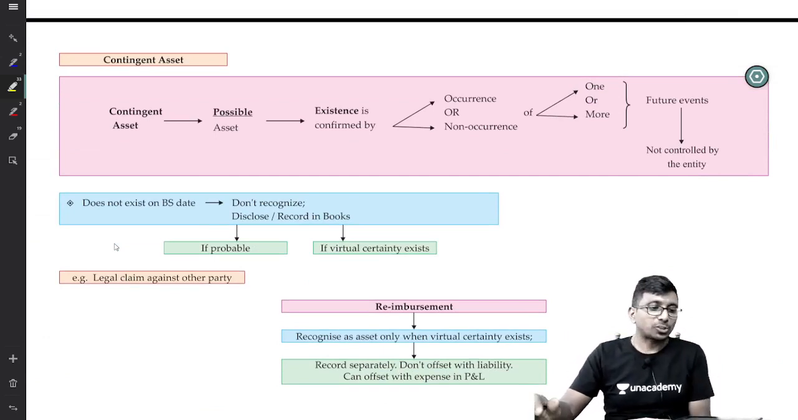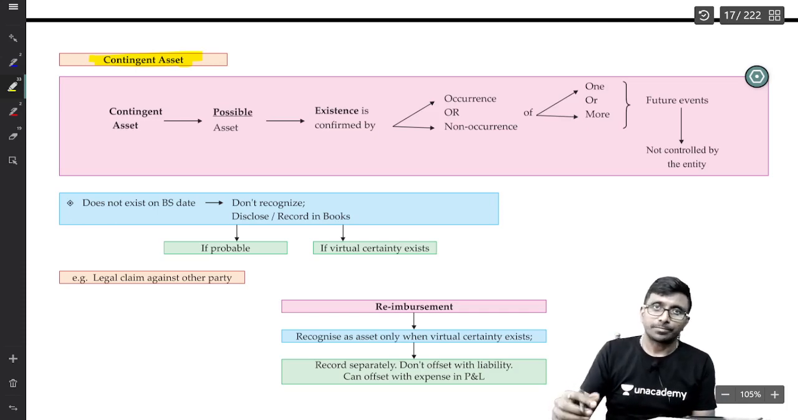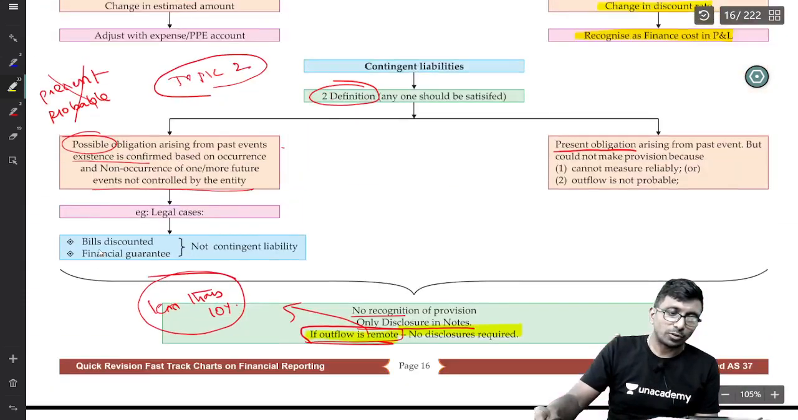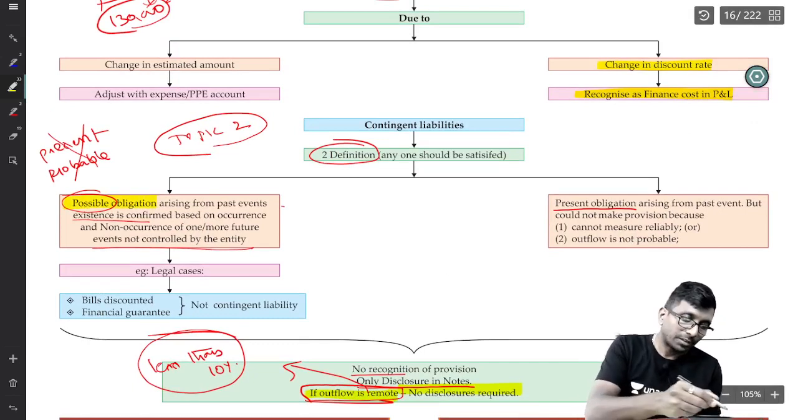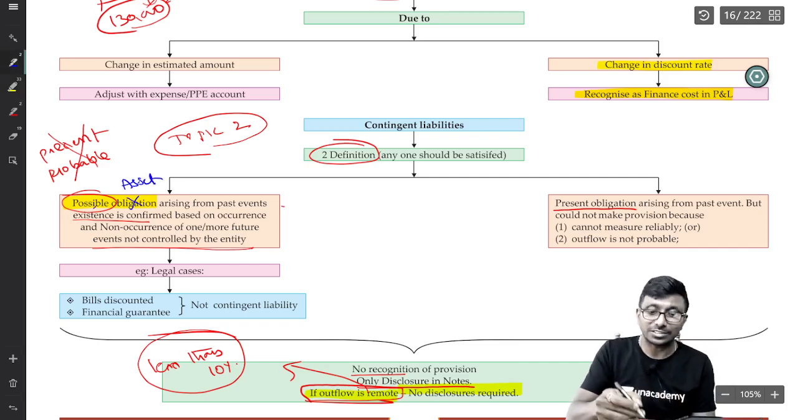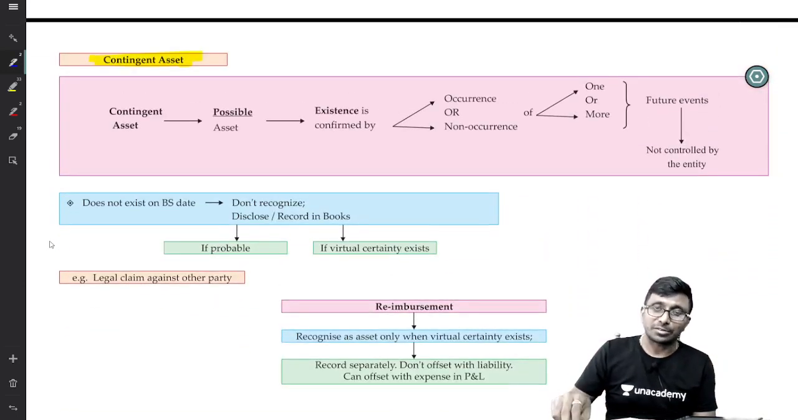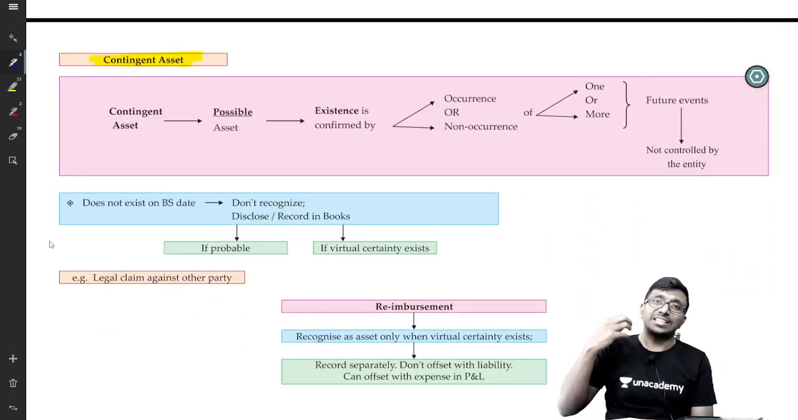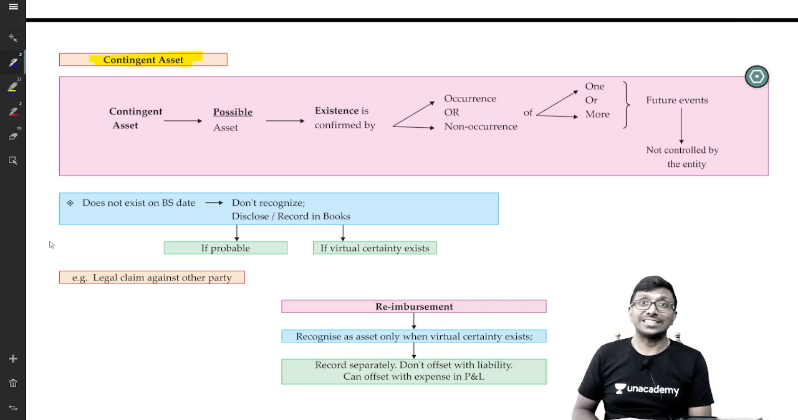And the next point, contingent asset. With respect to contingent asset, the definition is very simple. If you learn contingent liability, what is that? Possible obligation, you write. Correct, na? In the place of obligation, you remove it and write only asset, possible asset, and continue the rest of the things. That is, a possible asset arising from past events, the existence of which will be confirmed by the occurrence or non-occurrence of one or more future events. Then yes, it is a contingent asset.